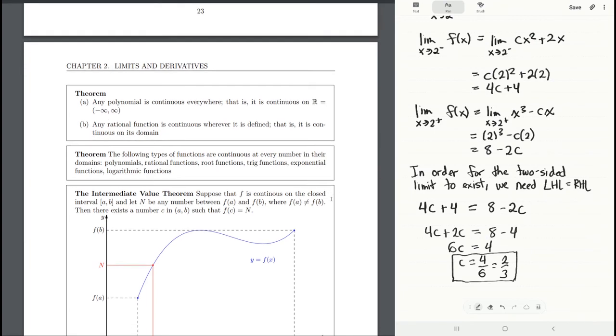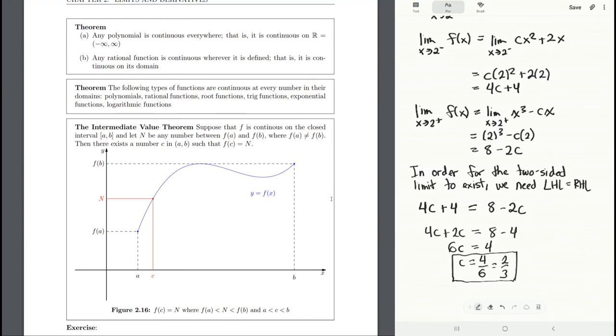Now the next theorem is called the intermediate value theorem. And what it says is that suppose we have a continuous function on a closed interval from a to b, and let n be any number between f of a and f of b, where f of a is not equal to f of b. Then there exists a number c within the interval from a to b such that f of c is equal to n. So what does this theorem state?